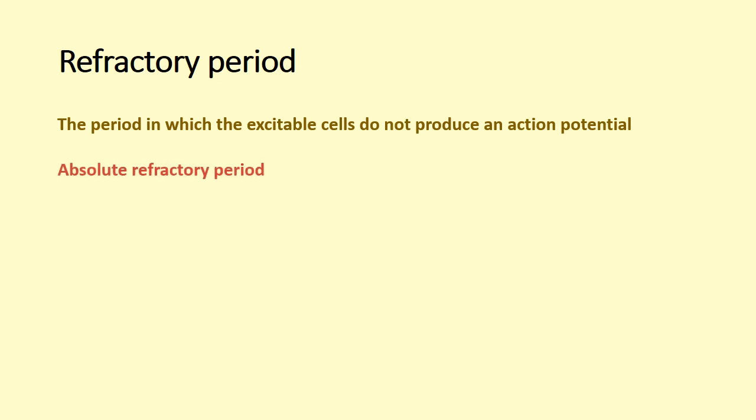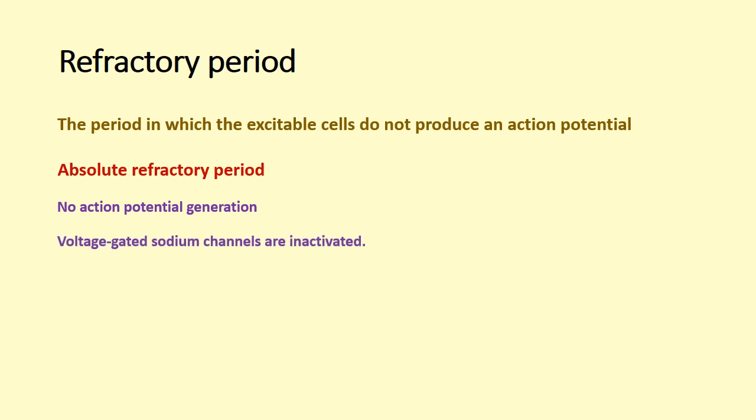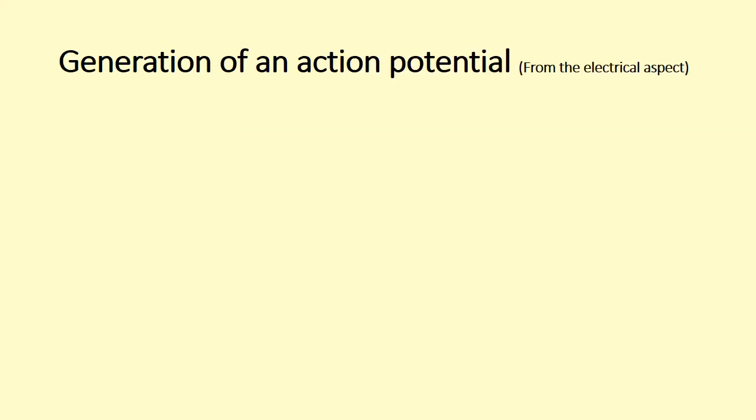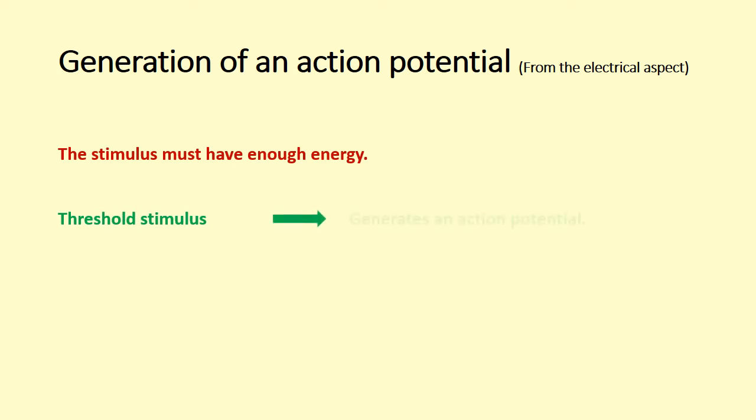In the absolute refractory period, no action potential can be generated due to the inactivity of voltage-gated sodium channels. In the relative refractory period, the cell membrane is hyperpolarized, and an action potential can be generated if there is a very strong stimulus. To generate an action potential, the stimulus must have enough energy. The threshold stimuli are strong enough to generate an action potential.